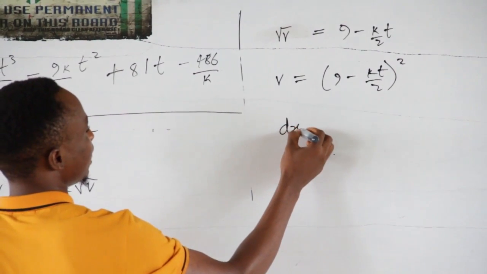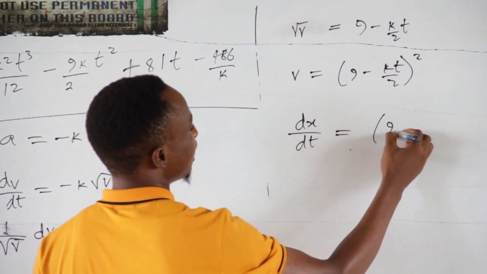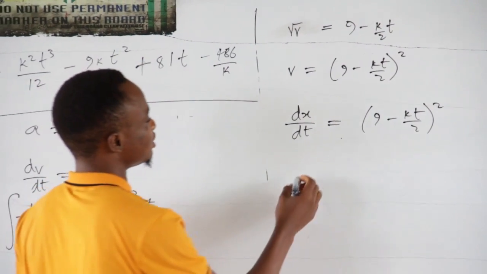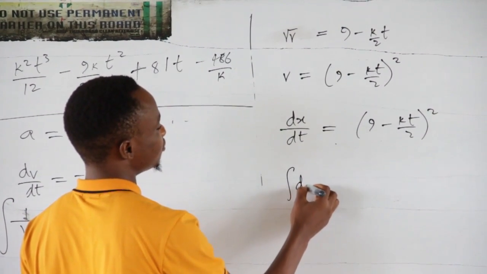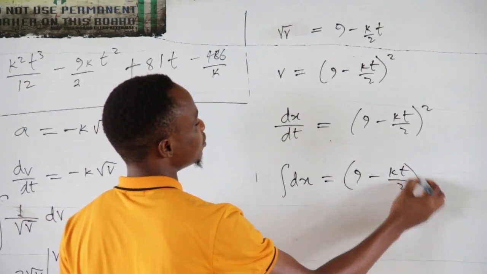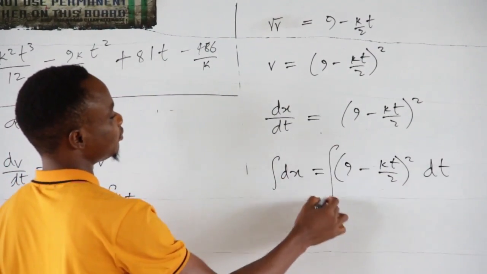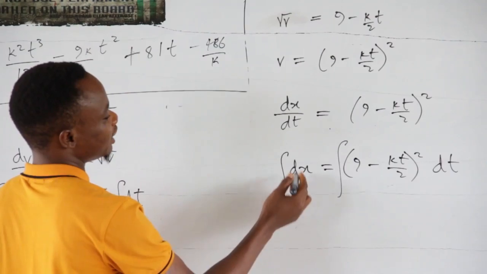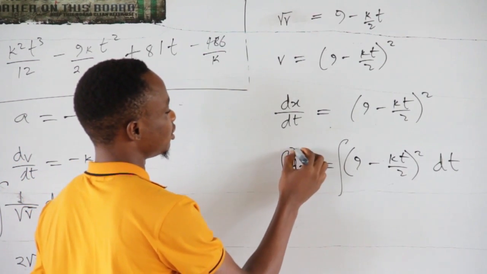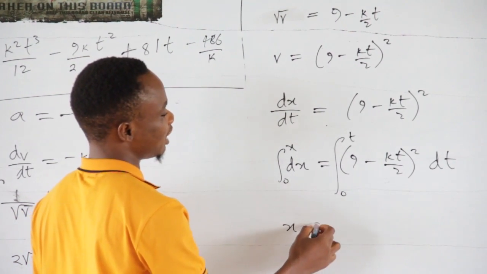That means x is equal to 9 minus kt over 2 squared. Then integrate this. That means the integral of ds is equal to (9 minus kt over 2) all squared. The limits are 0 to x, and t from 0. When x equals 0, t is 0. So this is going to be x minus 0, that's x, Abi.